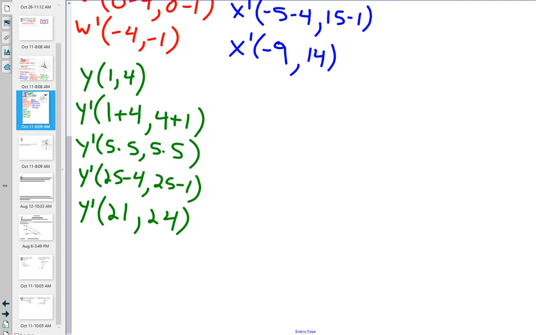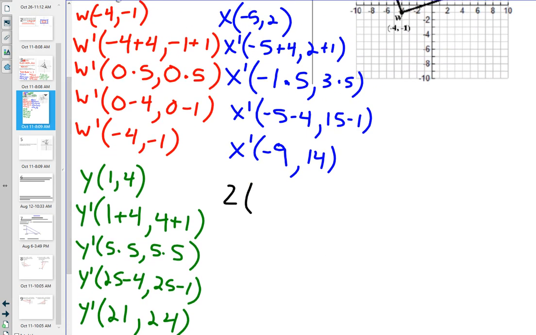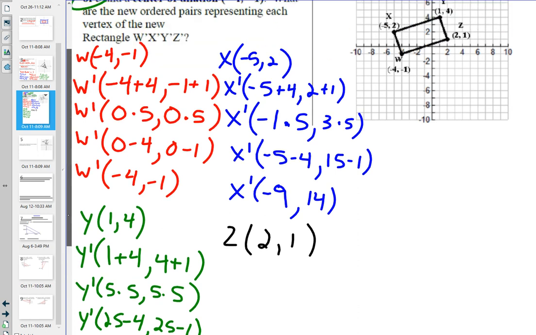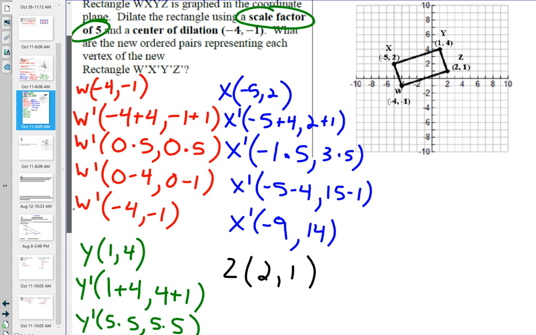One more. Z starts off at 2, 1. You guys do that one. You already finished, Hattie? Oh, give somebody else a chance. Down.